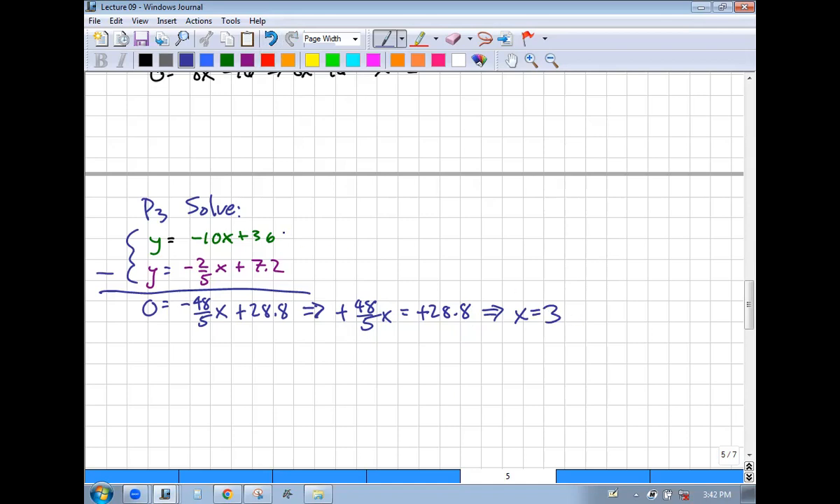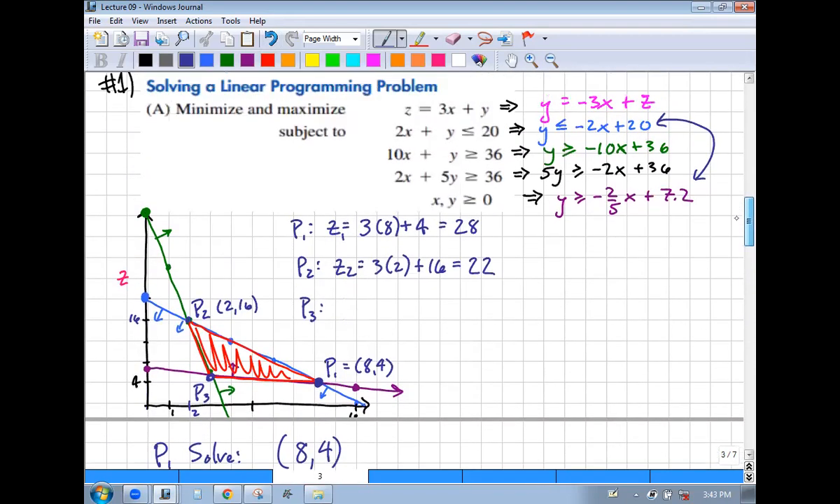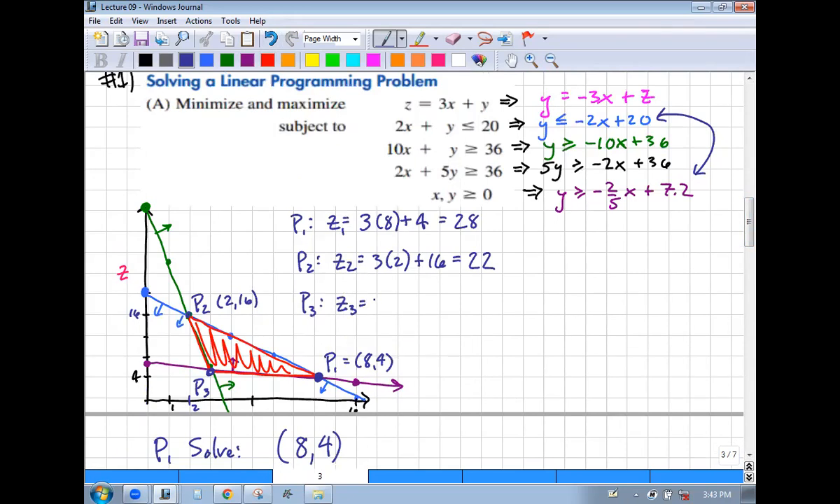So if x is 3, I replace the x with a 3. 36 minus 30 is 6. The point P3 here is 3, 6. So the value of z at point 3, we replace the x with a 3 and the y with a 6. We have 9 plus 6 is 15. Okay. So we can see point 1 is our maximum and point 3 is our minimum.